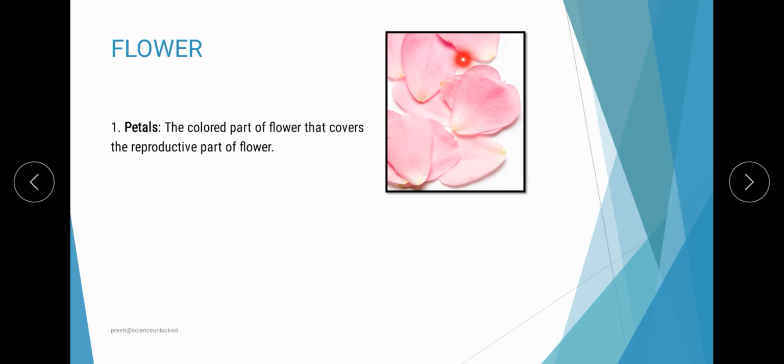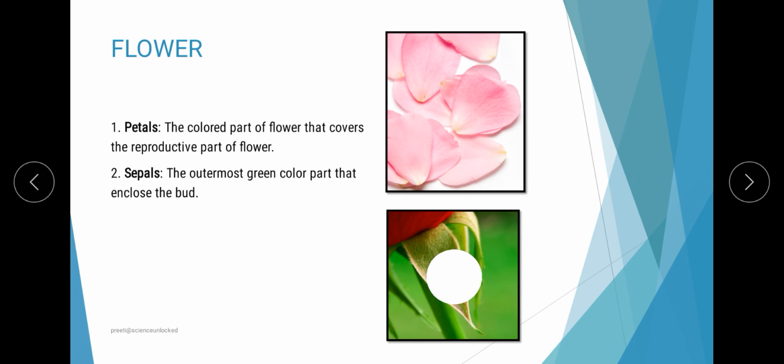Over here I have taken a pink colored petal, but when we look at the variety of colors in flowers, we find multiple colors as well. The next thing is the sepals, which are the green part of the flower, providing an additional layer of protection to the reproductive system as well as to the petals, because petals are comparatively softer than the sepals.